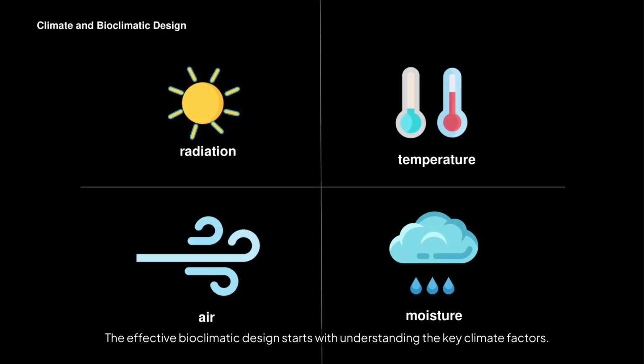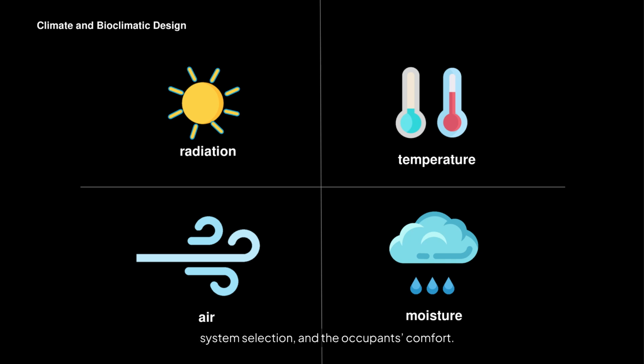The effective bioclimatic design starts with understanding the key climate factors. Four fundamental climate factors include temperature, solar radiation, humidity, and air movement. These factors have an impact on the building configuration, system selection, and the occupant's comfort.